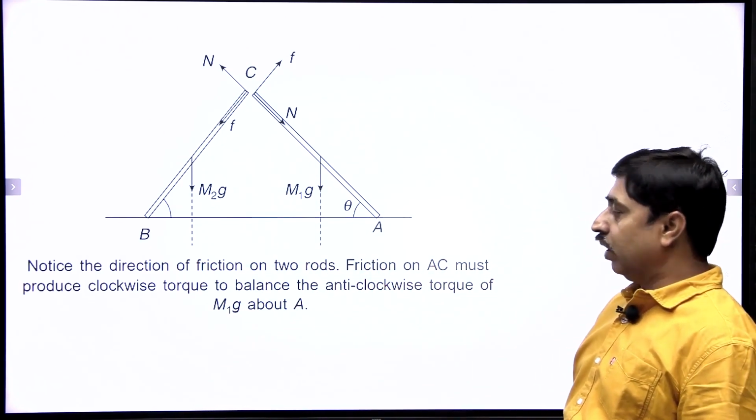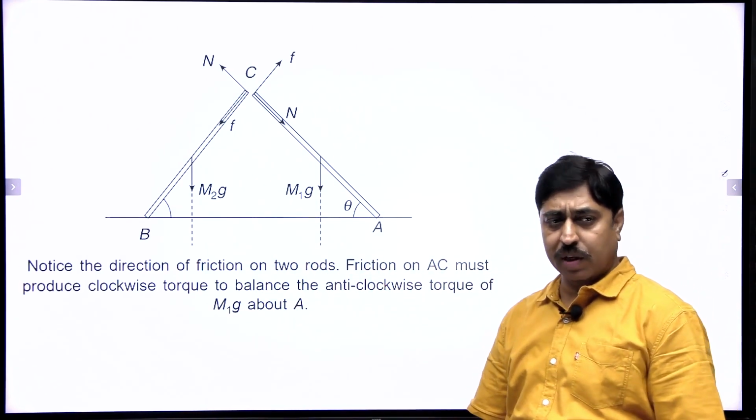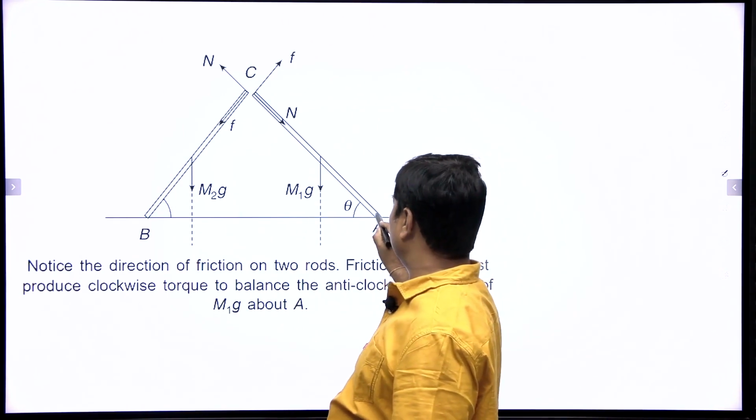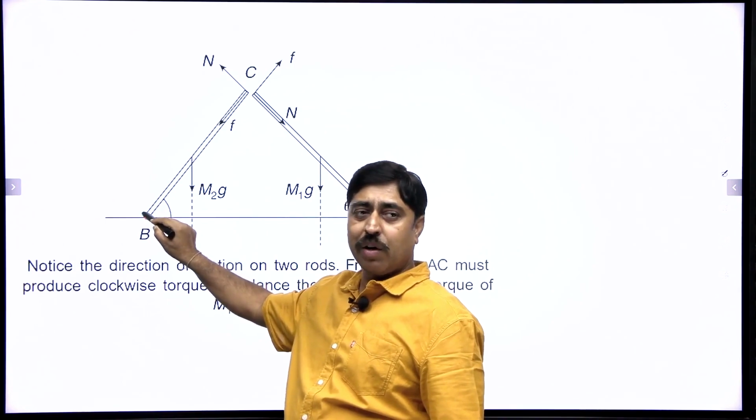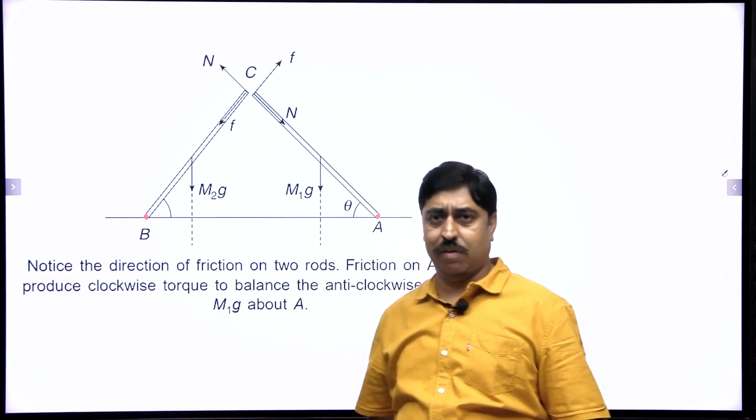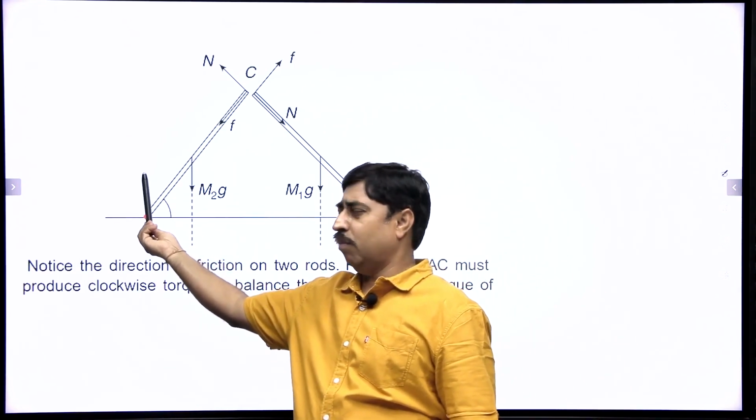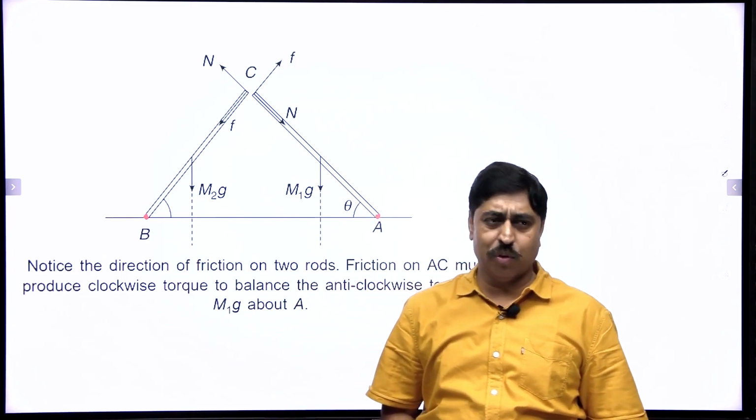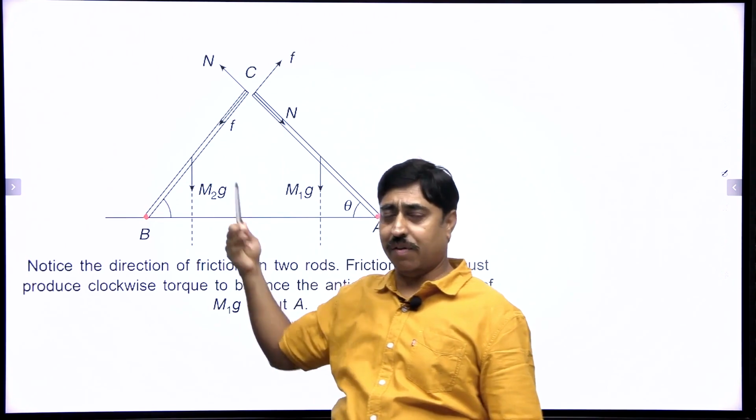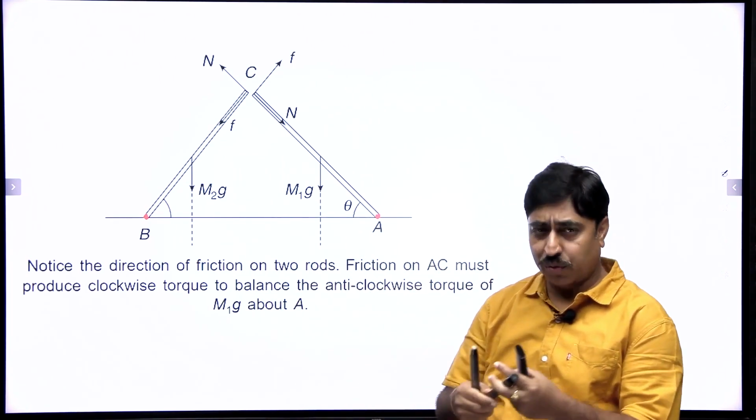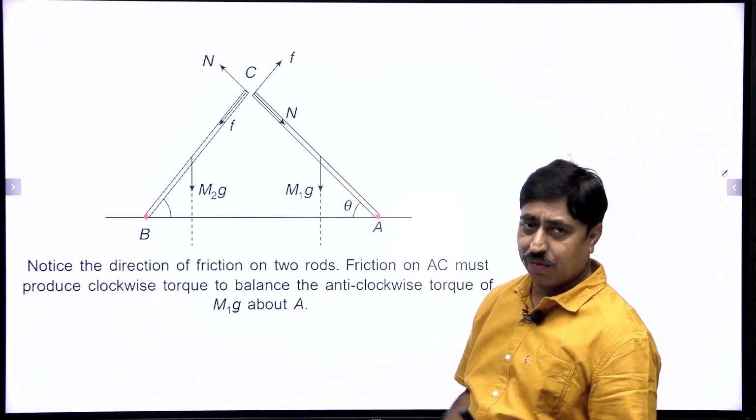I have drawn the free body diagram of these two rods, but I have not shown the hinge forces. I have not shown the hinge forces because I plan to take torque about these two points. So I am not going to have any torque of the hinge force about point B or point A if I consider this rod and this rod respectively. So I have not shown the hinge forces right now. Okay, all other forces have been shown.